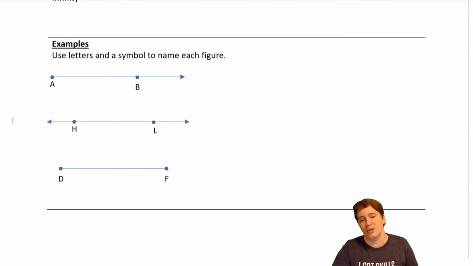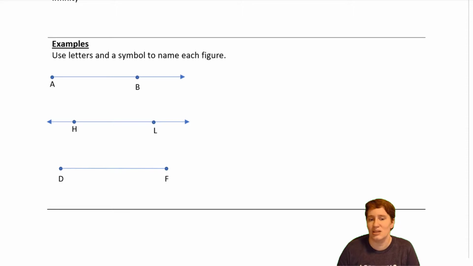So the other thing we're going to do, besides basically some vocabulary and matching, is we're going to be given some figures and be asked to name those figures with letters and symbols. So you're basically being asked to remember, okay, if it's a ray, I put a little ray over it. If it's a line segment, I put a little line segment over it. If it's a line, I put a little line over it. And then I use the letters they gave me.